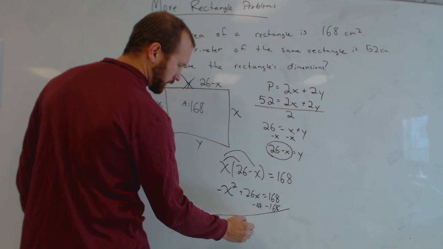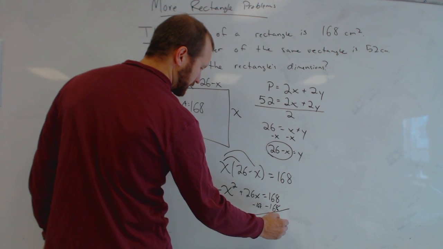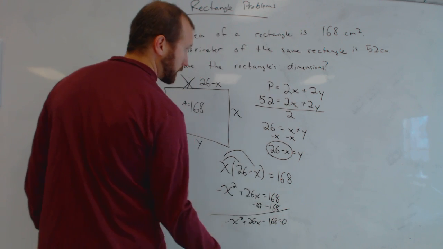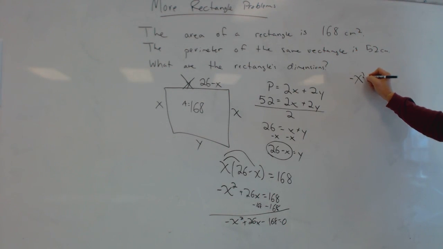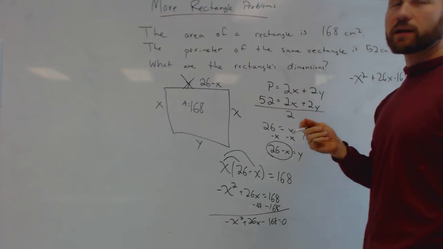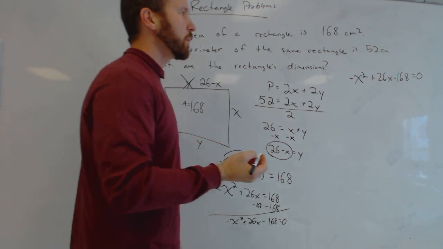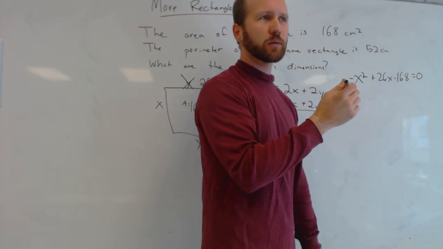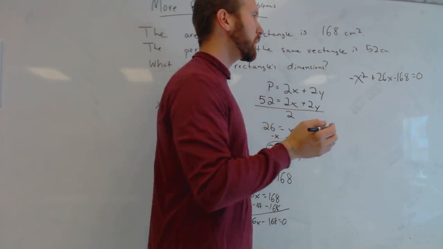Negative x squared plus 26x minus 168 equals 0. I'm going to just rewrite that up here. Negative x squared plus 26x minus 168 equals 0. Here's another hint, and we actually did talk about this when we were factoring, but if you have a negative in front of x squared, it's easier to just get rid of it. So that's what I'm going to do.